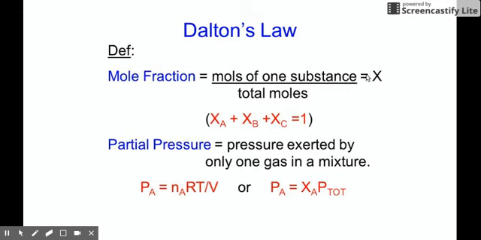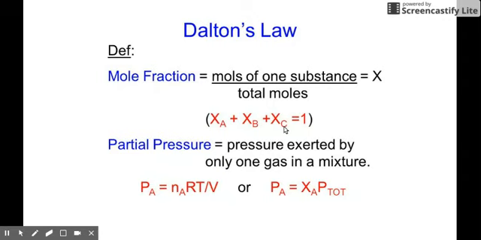Mole fraction, symbolized by big letter X, is just the ratio, because it's a fraction. It's the ratio of the mole of one substance divided by total moles. Such that if you're getting the mole fraction of a substance A and add it to substance B's mole fraction and then the mole fraction of substance C and so on and so forth, because this is a fraction of one mixture, it's less than 1.